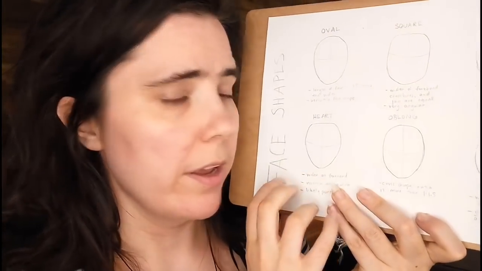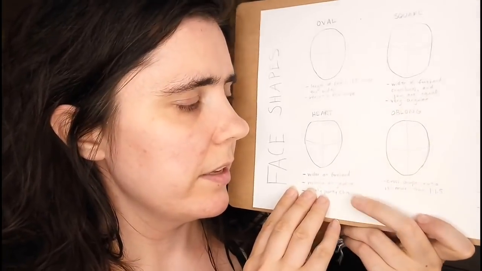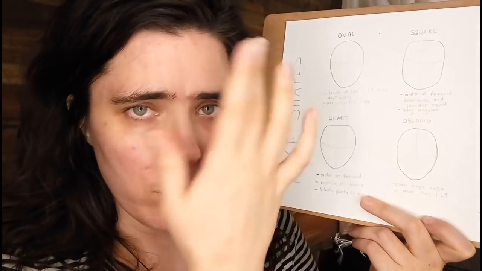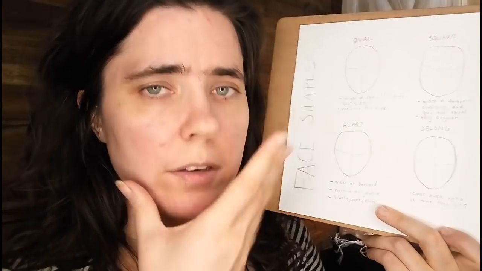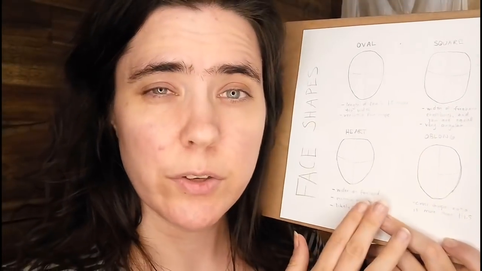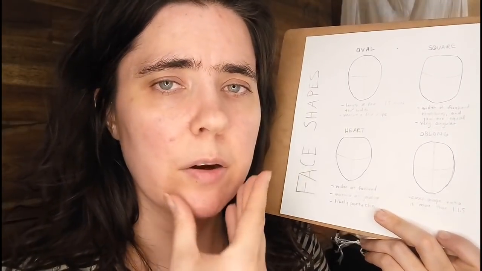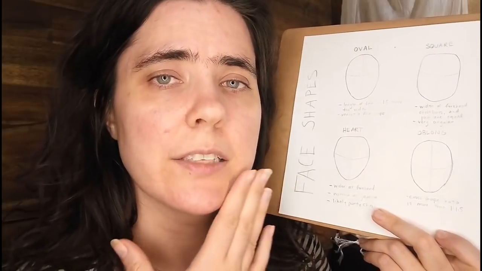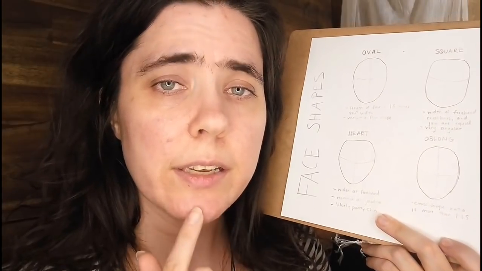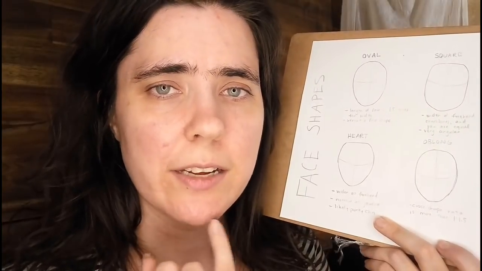There's also the heart shape. This has a forehead that is wider than the jaw. It's one of the defining features. It's also called an inverted triangle, since it's wider at the top and narrower at the bottom. Characteristically, many with a heart-shaped face have quite a pointy chin.